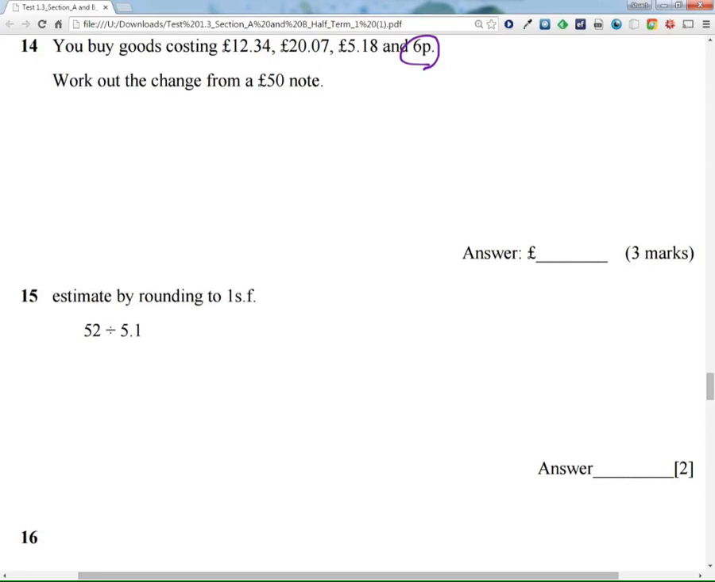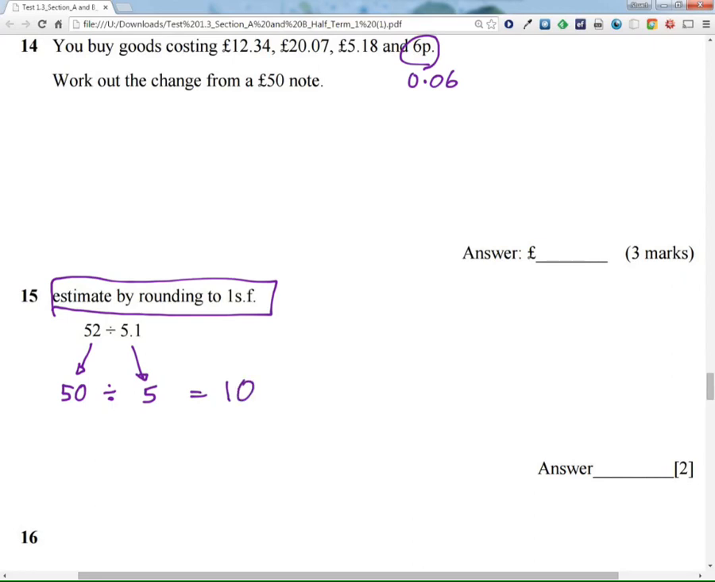Estimate by rounding to one significant figure. So it did want you to round these two numbers to one significant figure. 52 rounded to one significant figure is 50. 5.1 rounded to one significant figure is 5. 50 divided by 5 is 10. That should have been your answer. That wasn't very difficult. Most people just didn't know what to do when they were given that sort of question.